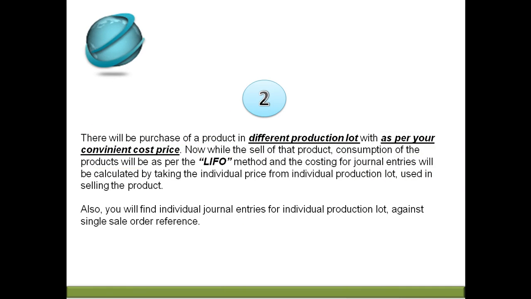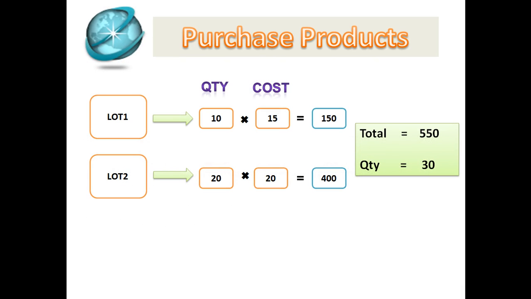Now here there will be a purchase of a product in different production lots with cost price as per your convenience. While selling that product, consumption of the products will be as per the Lifo method, and costing for the journal entries will be calculated by taking the individual price from each production lot used in selling the product. Also, you will find individual journal entries for each production lot against a single sale order reference. Let's see this. So here you can see that I have created two production lots, lot 1 and lot 2.